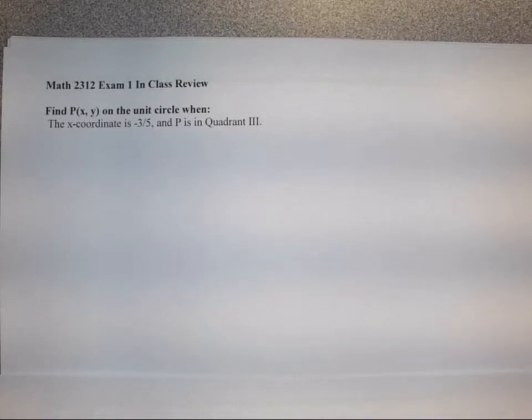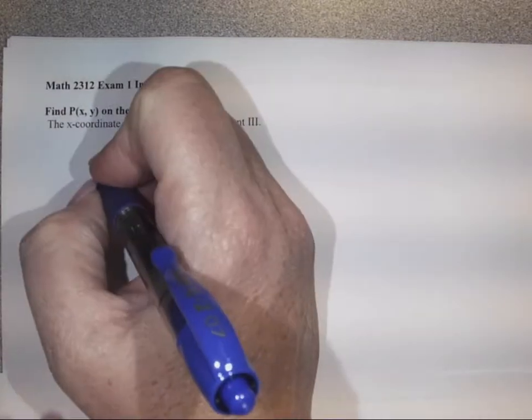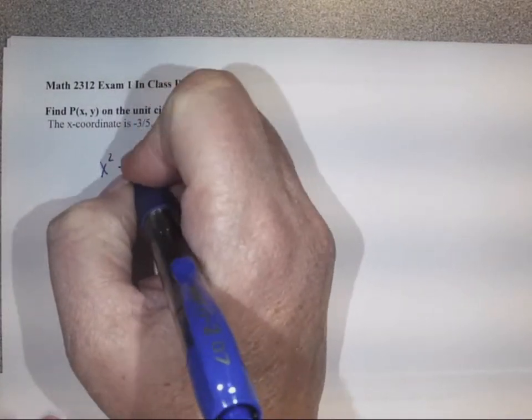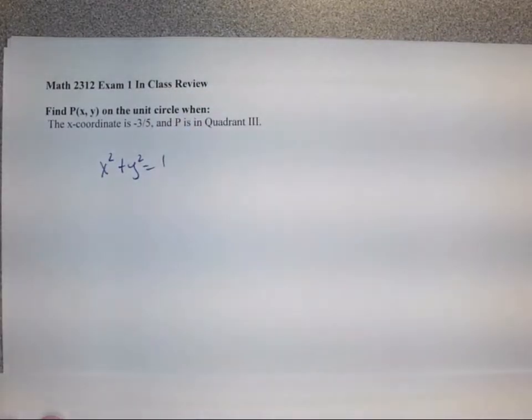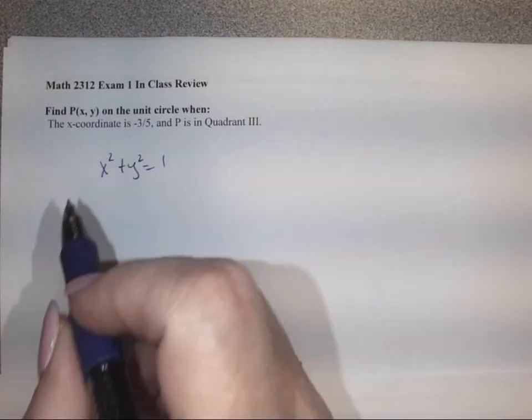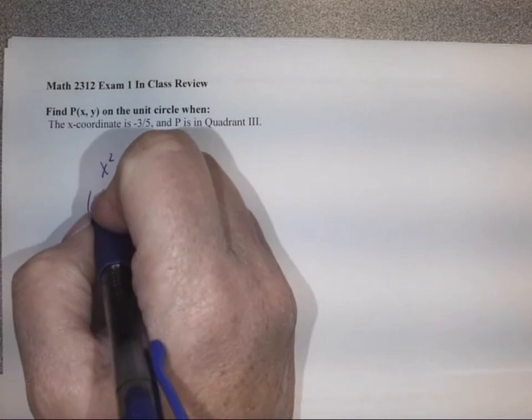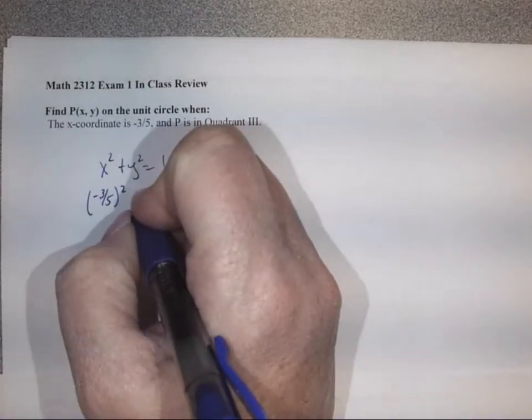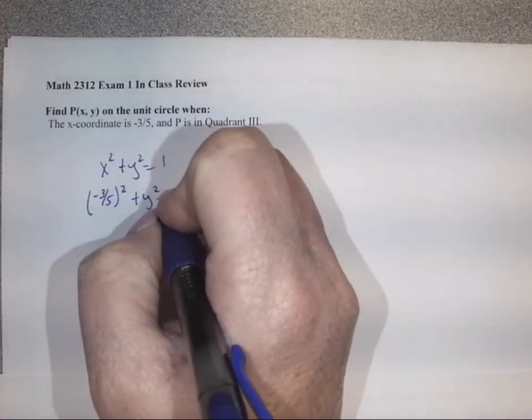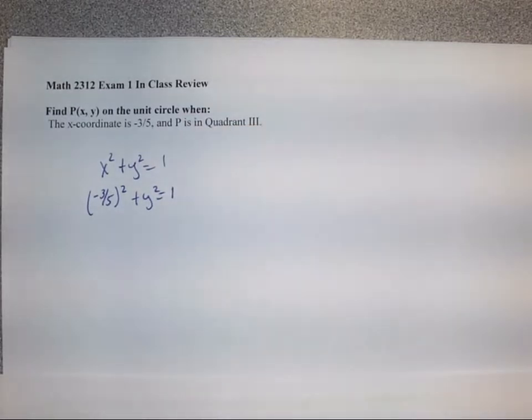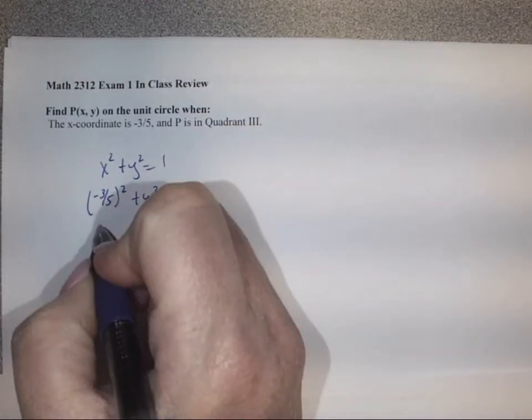So since we're looking for a point on the unit circle, we can use the equation of a circle. We have x squared plus y squared is equal to 1, which is our equation of a unit circle when it is centered at the origin. So we're going to plug in our value for x, so that'll be (-3/5) squared plus y squared is equal to 1. We're going to square our term.